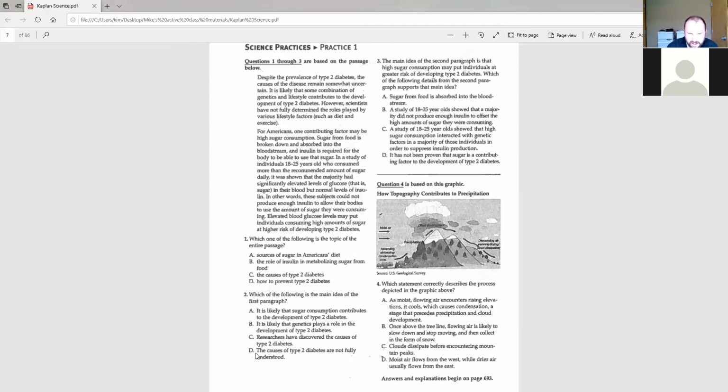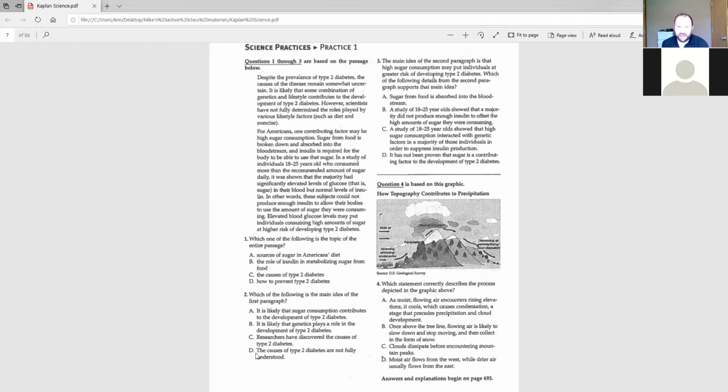Without going back and looking directly, I don't remember it mentioning D anywhere. It has not been proven that sugar is a contributing factor for the development of type 2 diabetes. I don't know if it said that, but even if it's in the paragraph somewhere, does that support the main idea? No, that goes against the main idea. So it's not D. Even if it was mentioned, D doesn't support the main idea. It contradicts it, right? It works against it. So I'm throwing out D.